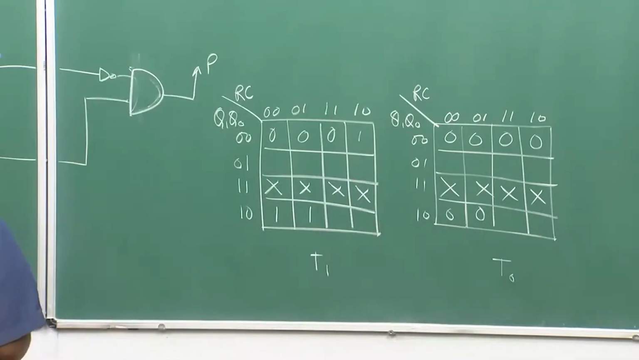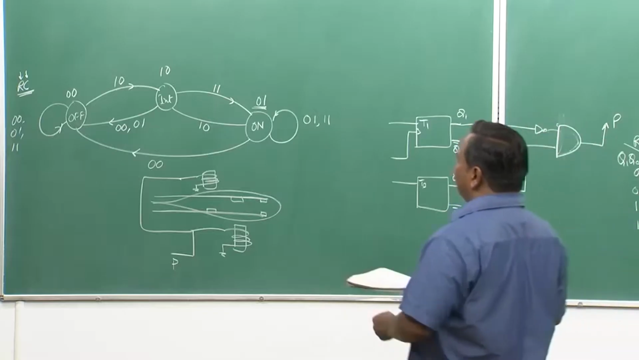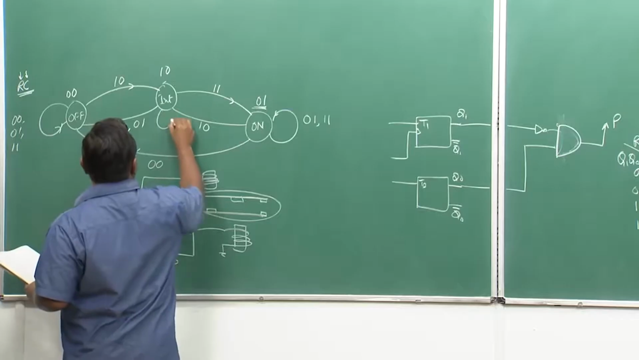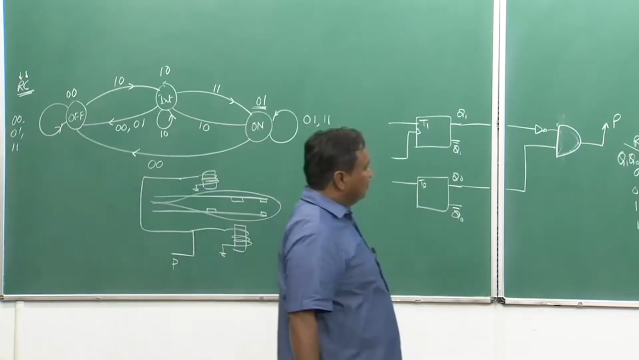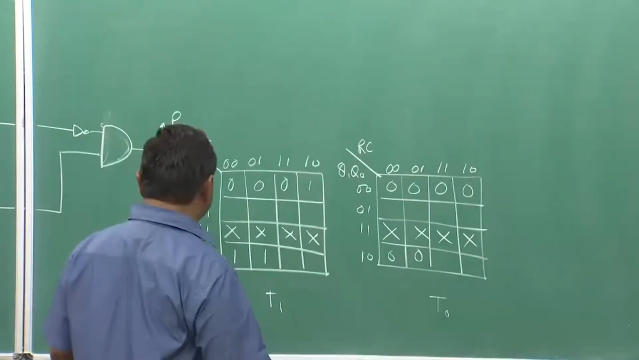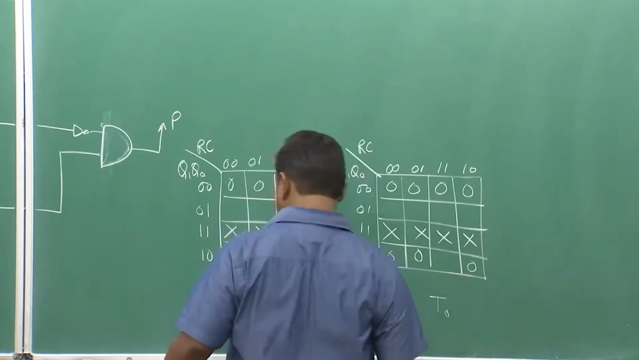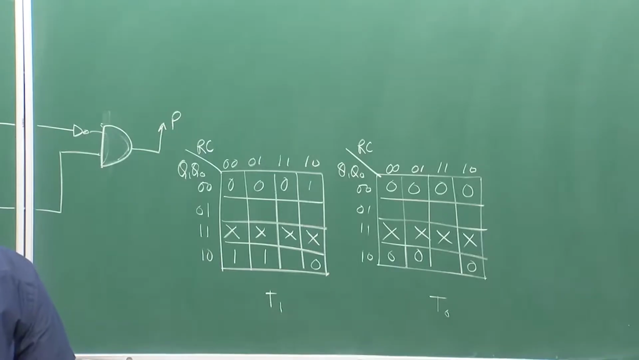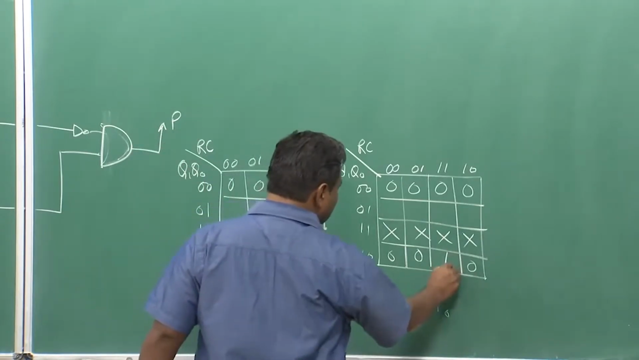Now, if a 1 0 is being inputted, then what is going to happen? So, if you are in this same state, put 1 0, you go back to the same one. So, no toggling will be required. So, it has to be 0 0. And if it is 1 1, you go from 1 0 to 0 1. So, both of them have to be toggled. So, I will put a 1 here and a 1 here.